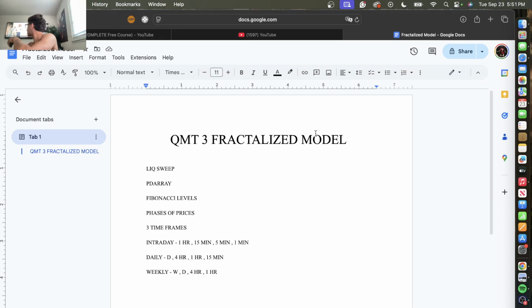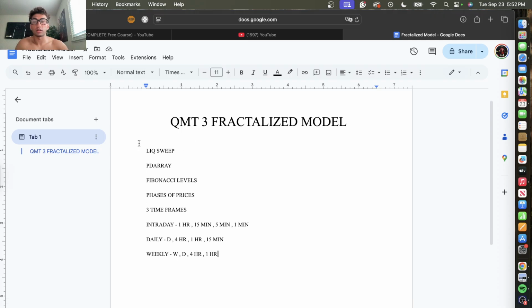So if you've been watching my videos since June, you could see the progression of the model itself, which is why we're currently on QMT 3. In June, I was trading intraday. Then, July, August, I started trading more daily. And then recently, I've been trading the weekly, monthly.